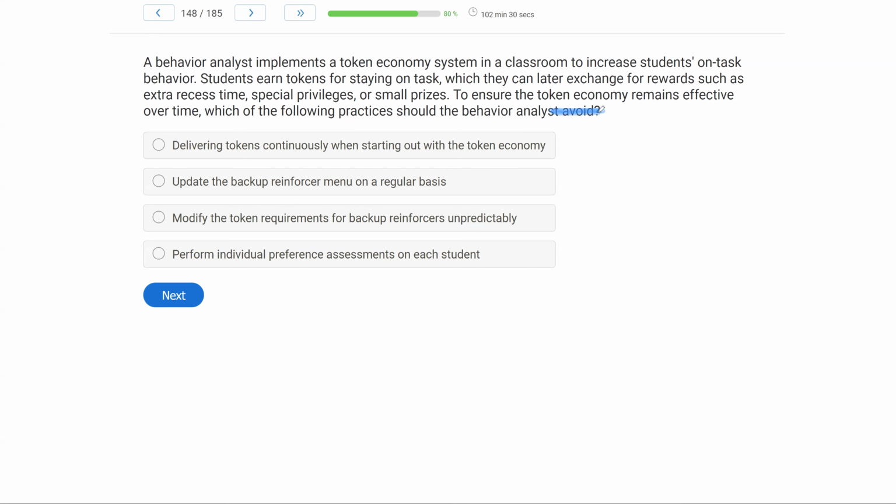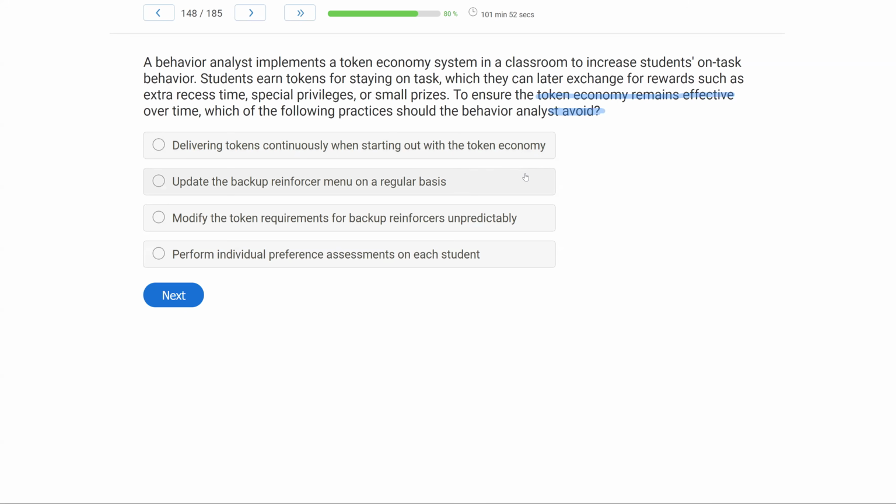And it's very important we read carefully, right? If we are reading too quickly, we might pick an answer that we shouldn't avoid. But the question is explicitly saying, what do we want to avoid to make sure a token economy remains effective? And that is simply the question here. So A, delivering tokens continuously when starting out with a token economy. That is typically a good idea. Continuous reinforcement, establishing the pairing between the tokens and the behavior and the backup reinforcers is typically a good idea.